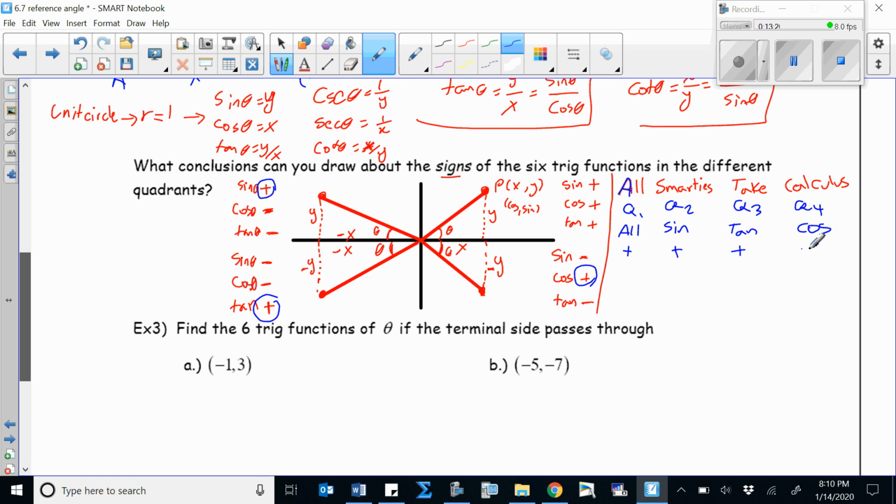So if you remember all smarties take calculus, you know that in the first quarter, all are positive. Second one, sine is positive. Third one, tangent is positive. And last one, quarter 4, only cosine is positive and all the others are negative.